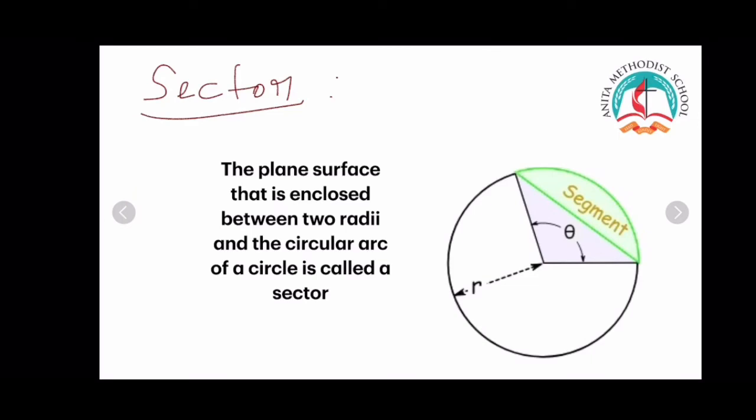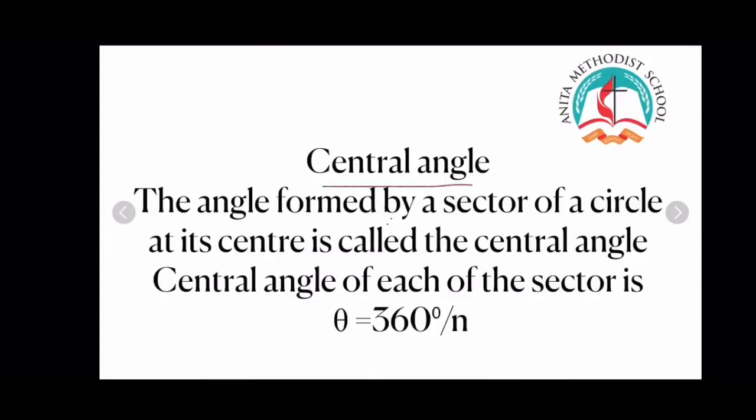Sector definition: the plane surface that is enclosed between two radii and the circular arc of a circle is called a sector. So this area is called a sector. Central angle: the angle formed by a sector of a circle at its center is called the central angle. So the central angle of each sector is theta equal to 360 degrees by n. Central angle formula is theta equal to 360 degrees by n.